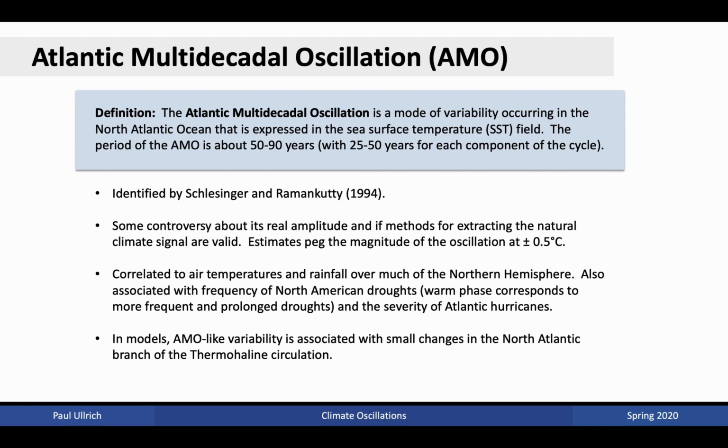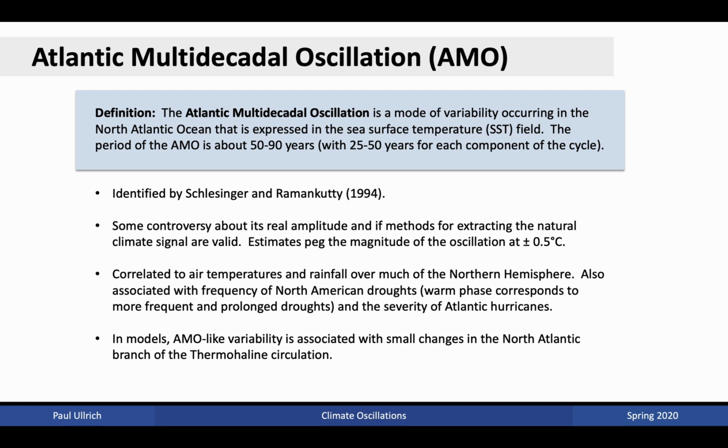This pattern was originally identified by Schlesinger and Ramankutty in 1994. However, there's some controversy about its real amplitude and if the methods for extracting the natural climate signal are valid. Nonetheless, the estimates peg the magnitude of this oscillation at about half a degree Celsius. This oscillation is strongly correlated with air temperatures and rainfall over much of the northern hemisphere.